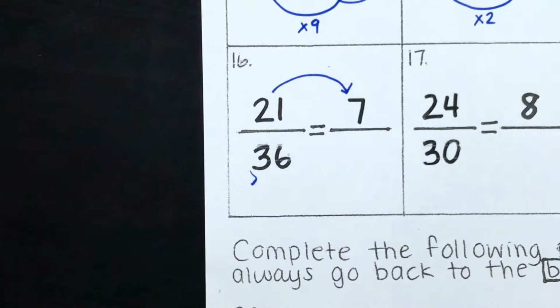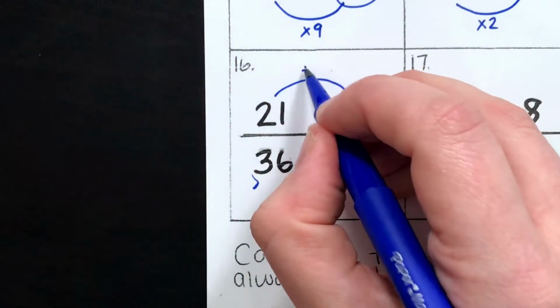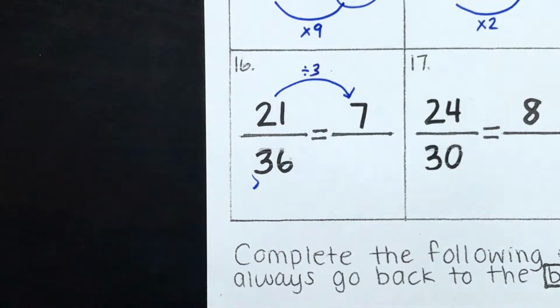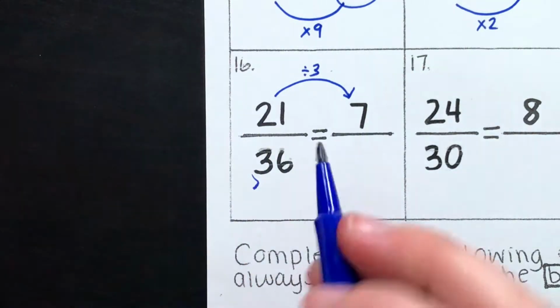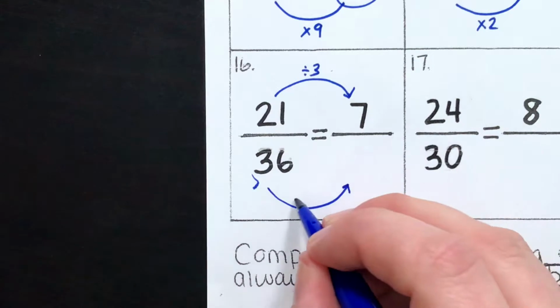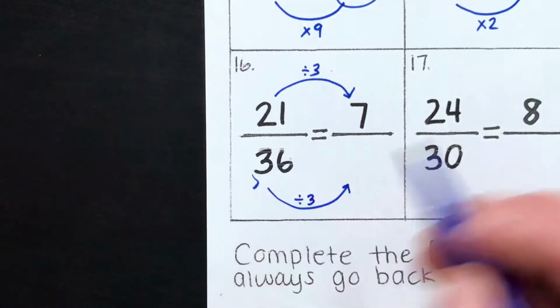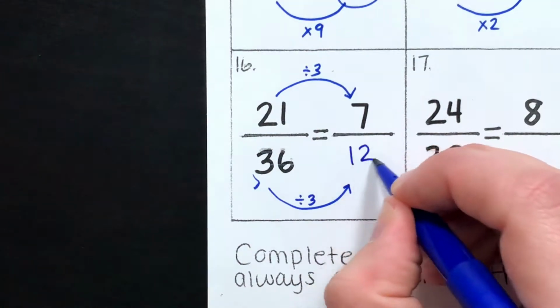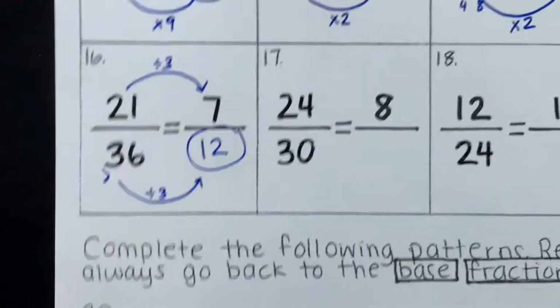21 divided by what gives you 7? If you know your facts, you should know it's 3. So 21 divided by 3 gives you 7. So you need to do the same thing on the bottom. 36 divided by 3 gives you 12. 12 is your mystery number here.